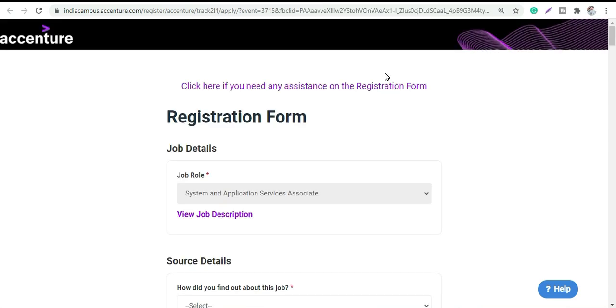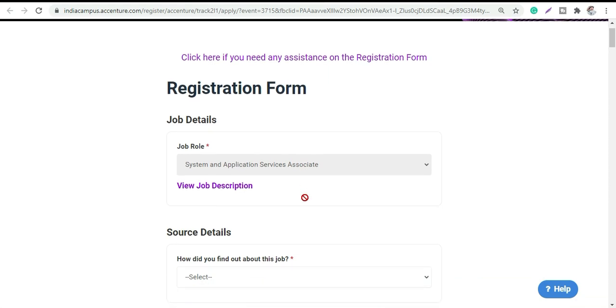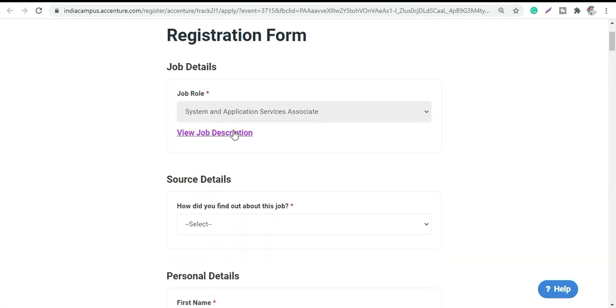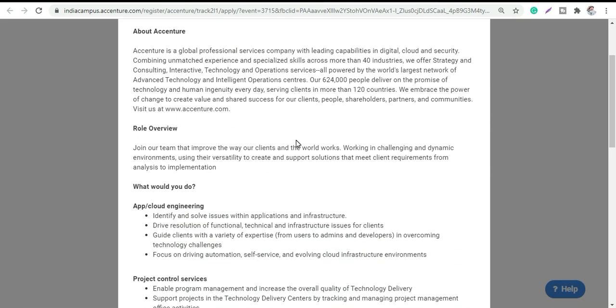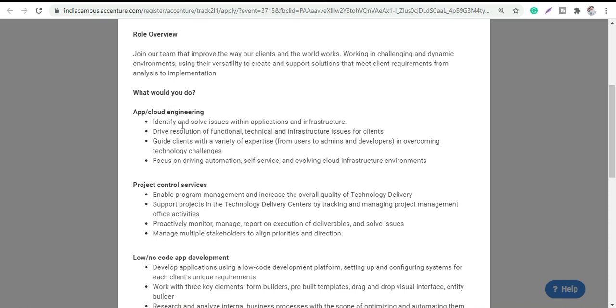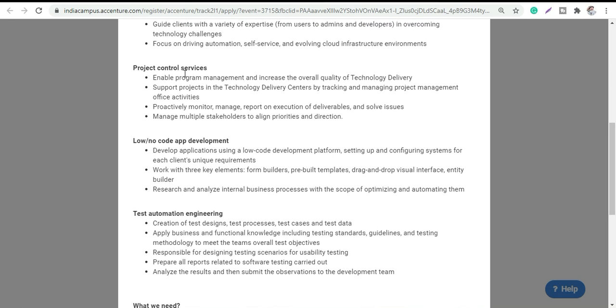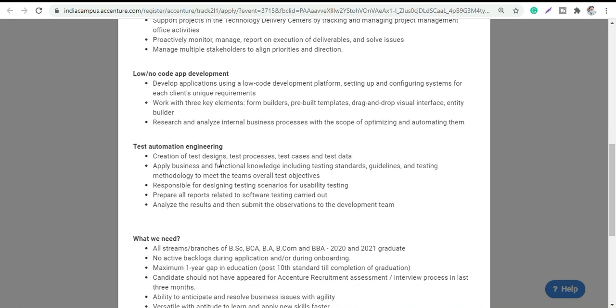Then the second profile, like I said, is for system and application service associate. The form and details remain the same. The only thing is eligibility and job profile. So this is the job profile. Here it is a bit different. You can go through in detail. Testing, automation engineering, and you should know a bit of coding etc. Then project control services. You can go through in detail basically.